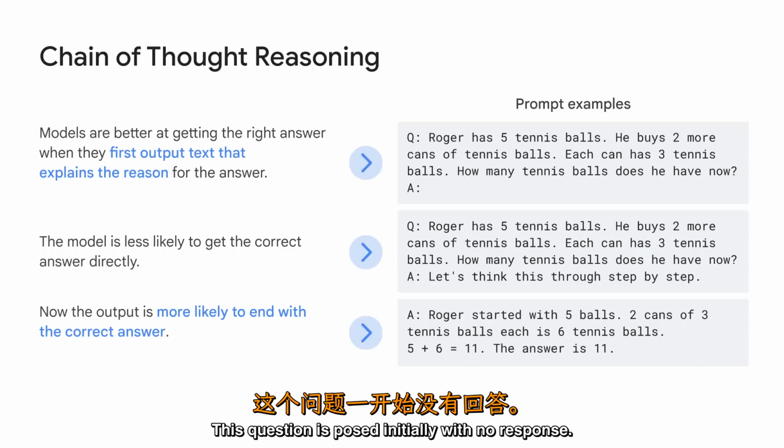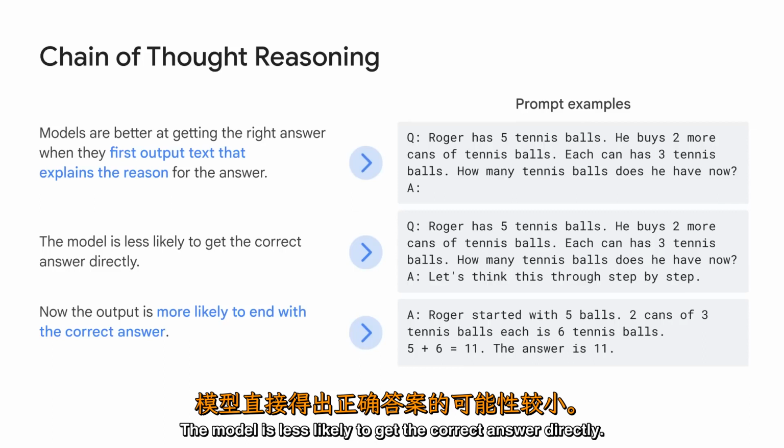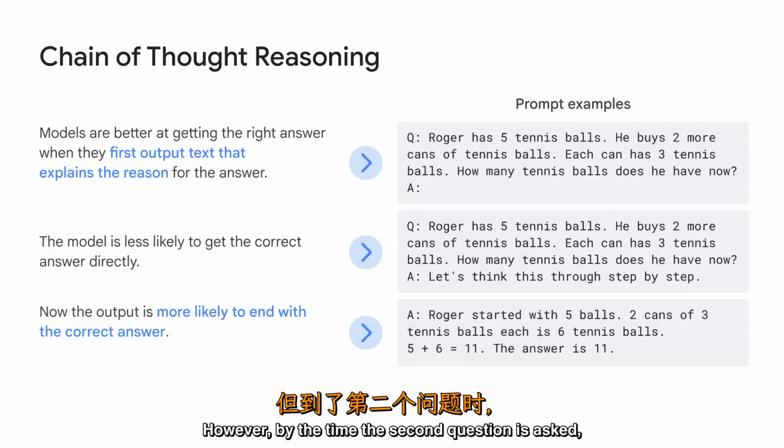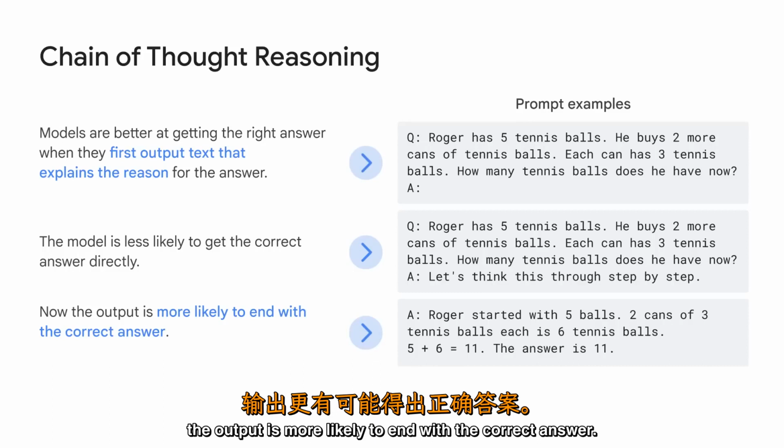This question is posed initially with no response. The model is less likely to get the correct answer directly. However, by the time the second question is asked, the output is more likely to end with the correct answer.